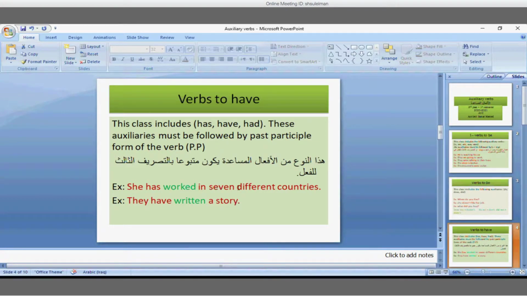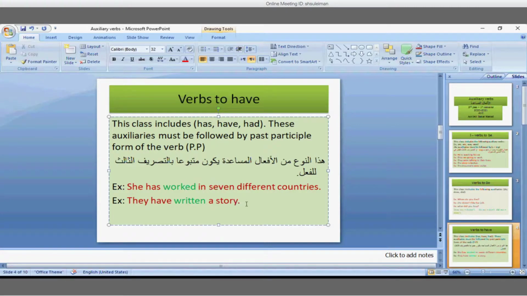For example, she has worked in 7 different countries. Has here is used as an auxiliary verb, and then we got the verb worked. عندنا الفعل worked والتصريف الثالث للفعل work الاعتيادي. She has worked in 7 different countries. هي عملت ب7 دول مختلفة.